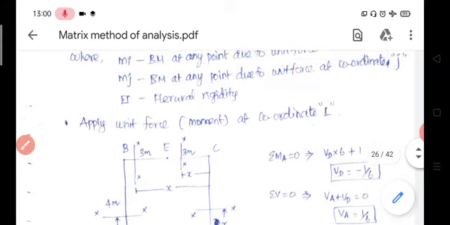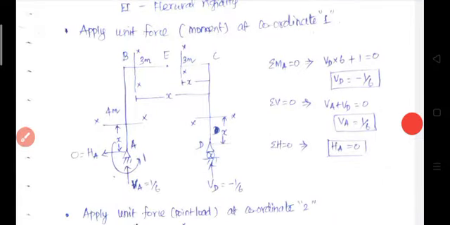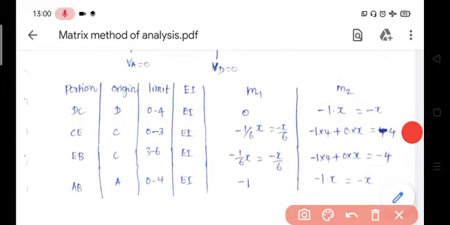Then for BE portion, next portion is EB portion. Again take a section XX, which is x distance from C. What is the limit? At E x is equal to 3 meter, then at B x is equal to 6 meter. Then bending moment on the right of the section XX is equal to minus VD into x, that is minus 1 by 6 into x. Origin is C, limit is 3 to 6, EI is constant, minus 1 by 6 x.